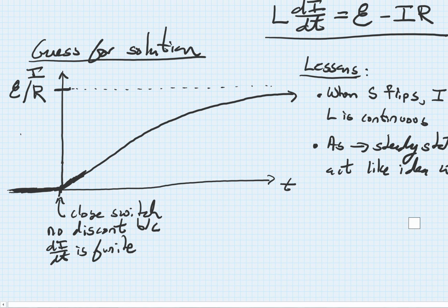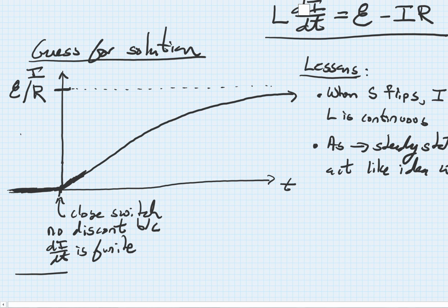Now that we've got a very good guess and understood qualitatively the behavior of this circuit as controlled by our governing equation derived from Kirchhoff's laws, let's actually try to solve this equation directly. Once again, we have a differential equation that we want to solve. This actually has the form of a separable differential equation.